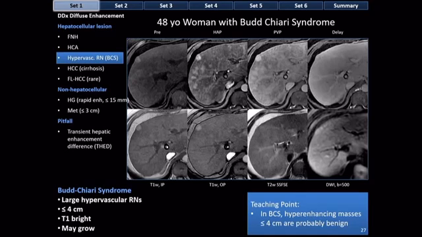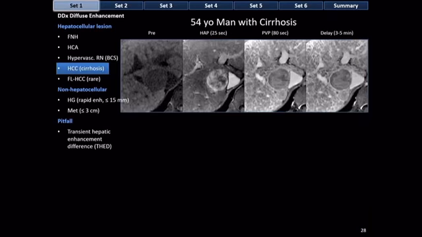Teaching point: in Budd-Chiari, hyperenhancing mass is very common. If they're less than 4 centimeters, and as long as they're not changing in appearance, they're very likely to be benign. Let's move on to cirrhosis.